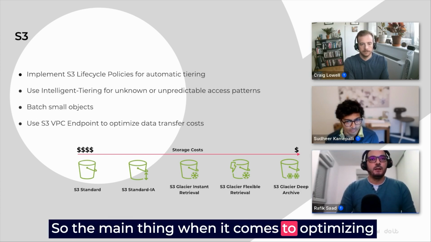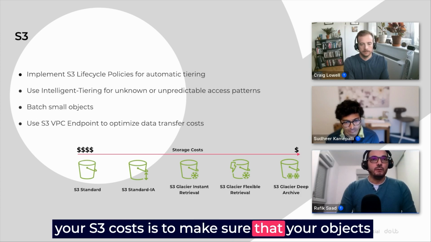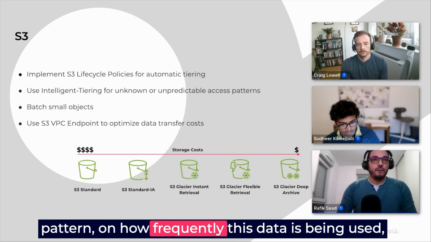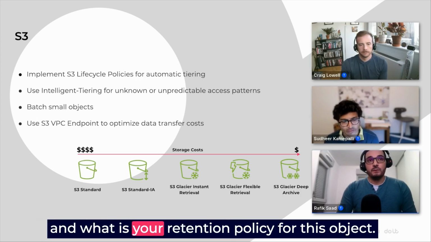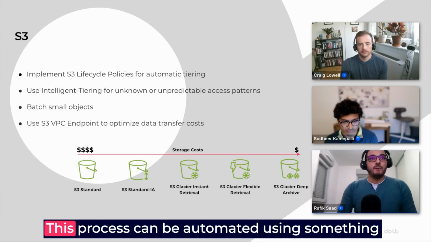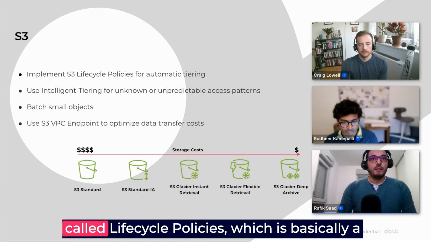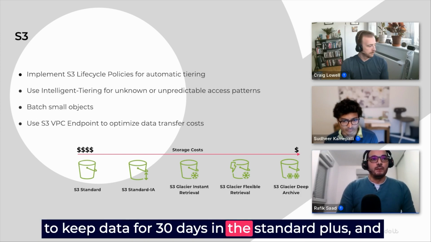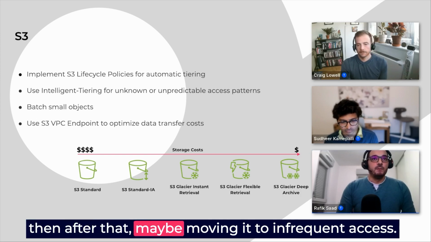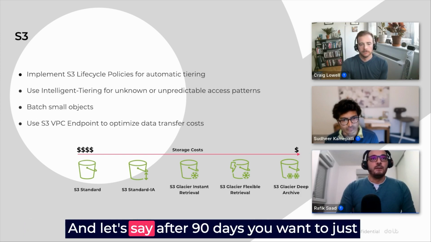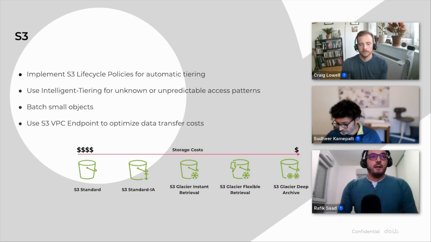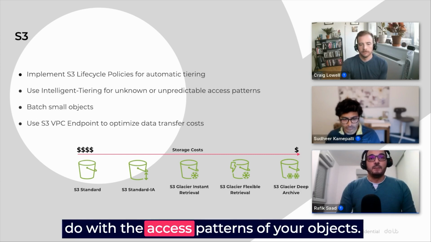So the main thing when it comes to optimizing your S3 cost is to make sure that your objects are stored in the right class based on their access pattern, on how frequently this data is being used, and what your retention policy for the data is. This process can be automated using something called lifecycle policies, which is basically a configuration in which you say, for example, I want to keep data for 30 days in the standard class, and then after that, maybe move it to infrequent access. And let's say after 90 days, you want to just archive this in a Glacier type of storage.